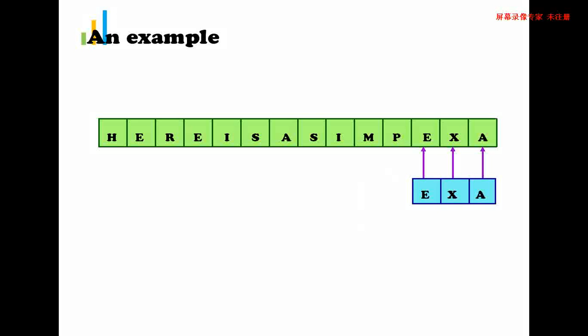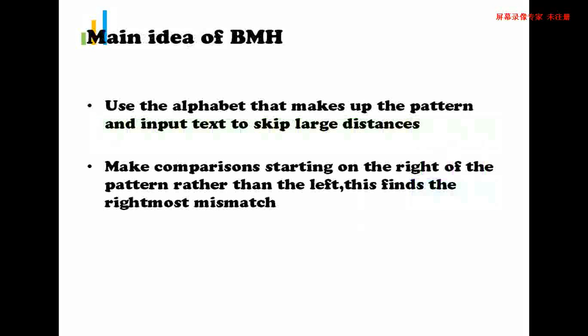So what can we summarize from this algorithm? Here is the main idea. We use the alphabet that makes up the pattern and input text to skip large distances, and we make comparisons starting on the right of the pattern rather than the left. This finds the rightmost mismatch.